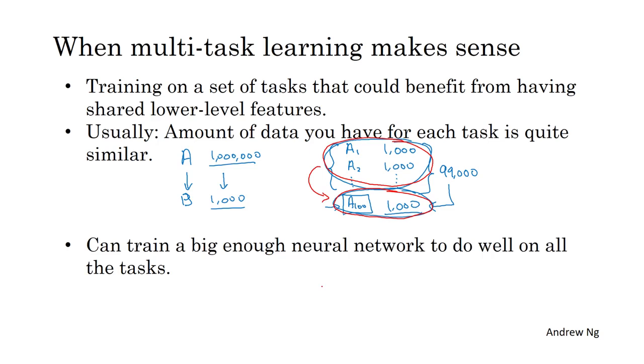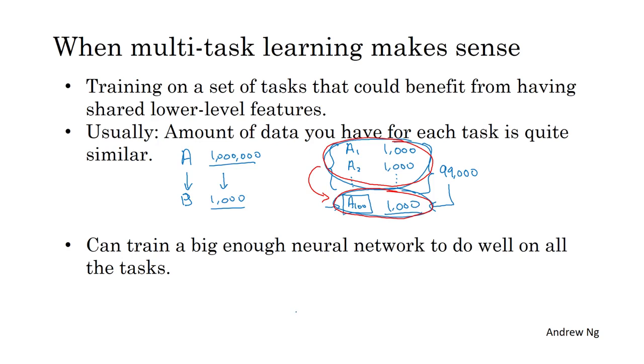And finally, multitask learning tends to make more sense when you can train a big enough neural network to do well on all the tasks. So the alternative to multitask learning would be to train a separate neural network for each task. So rather than training one neural net for pedestrian, car, stop sign, and traffic light detection, you could have trained one neural network for pedestrian detection, one neural network for car detection, one neural network for stop sign detection, and one neural network for traffic light detection.